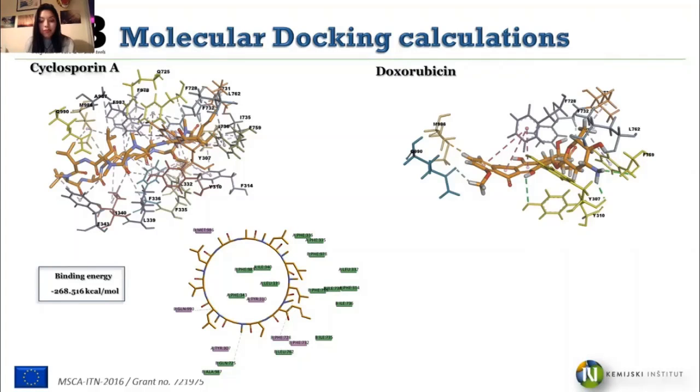Here, in this other picture, we have the top pose of doxorubicin that forms many hydrophobic interactions in the binding pocket. The estimated binding energy is very favorable, and the stability in the binding pocket could be attributed also to the presence of hydrogen bonds. Additionally, doxorubicin may be stabilized by the presence of a pi-sulfur type of interaction in the binding pose.